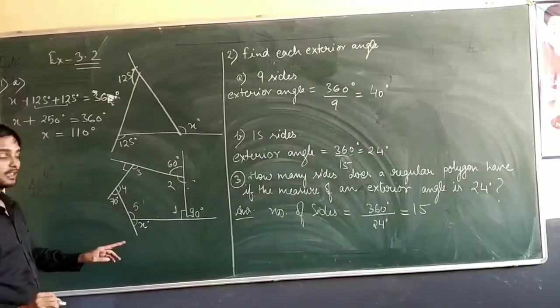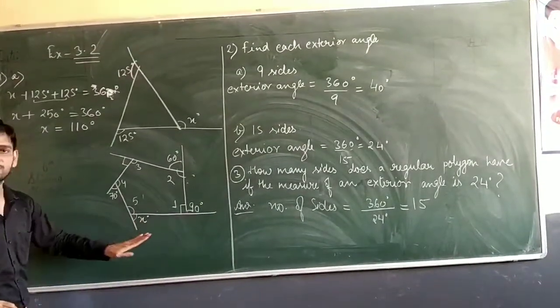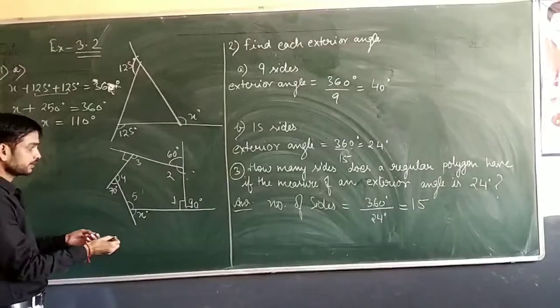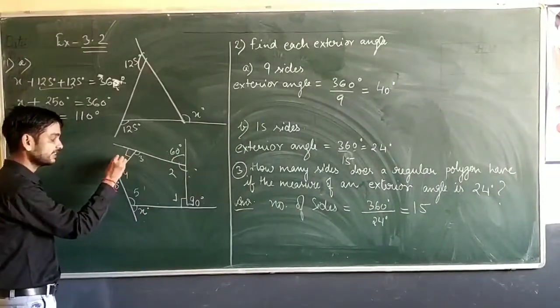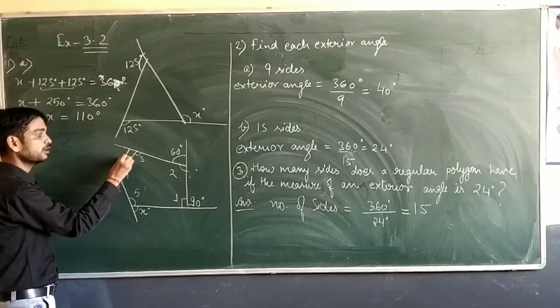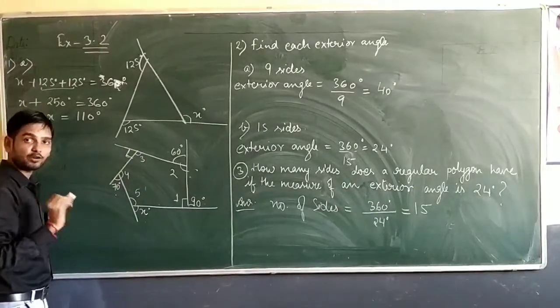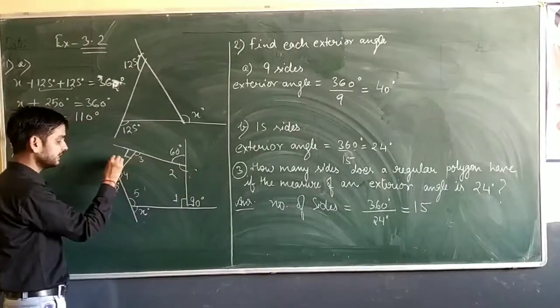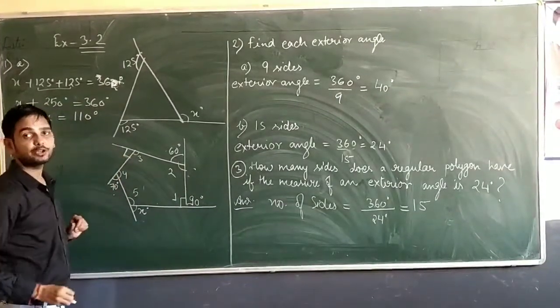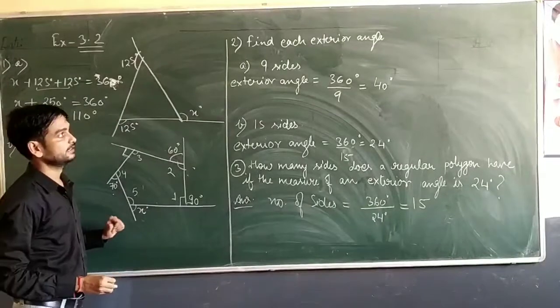Similarly, we can solve this question also. Students, let's see this, and you have to solve this question in your registers. How? You can see this is exterior, this is exterior, this is exterior, this is exterior. This is the symbol of 90 degrees. Let's see what will be the equation. X plus 90 plus 60 plus 90 plus 70 is equal to 360 degrees.